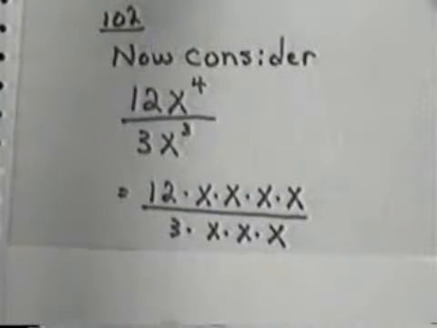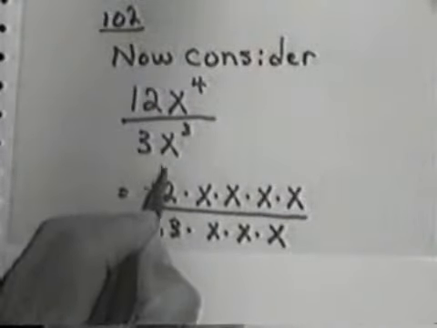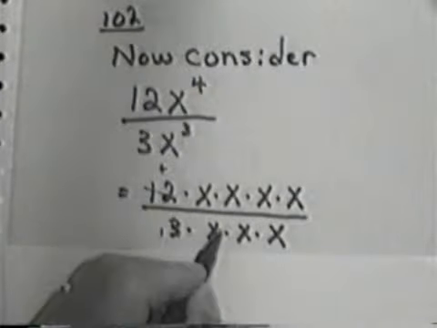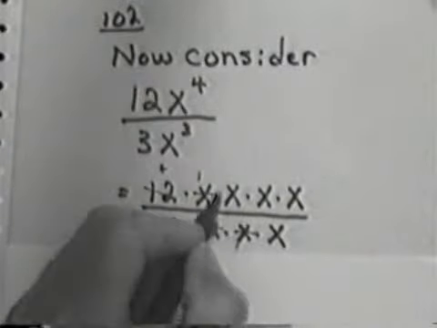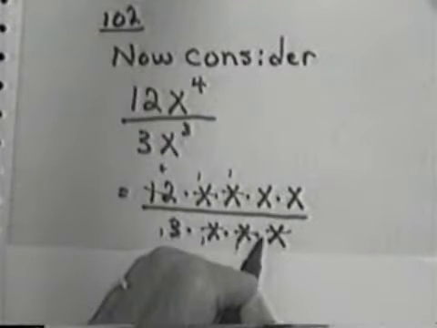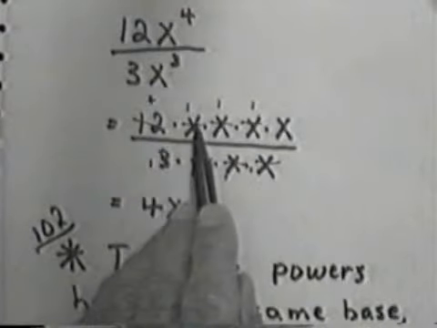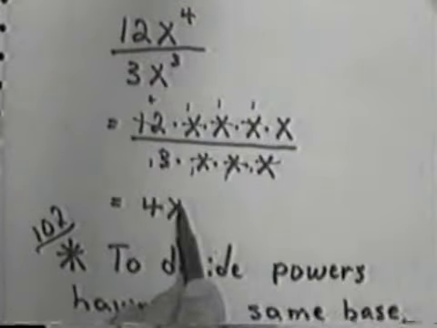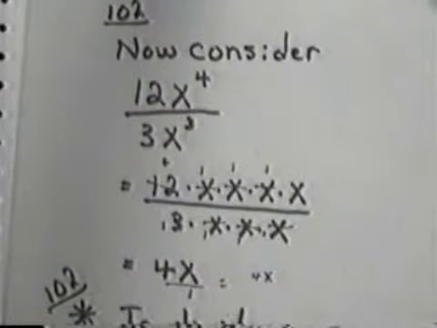Now I can reduce. 3 goes into 3 1, 3 goes into 12 4, and x goes into x 1, x goes into x 1, x into x 1. So I'm left with 4x. 4 times 1 times 1 times 1 times x is 4x over 1 times 1 times 1 times 1 is 1. And of course 4x divided by 1 is simply 4x.